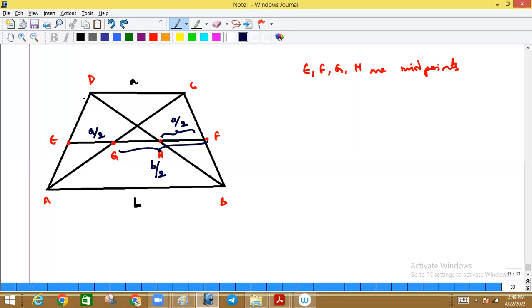Now you tell me what is EF? EF is A by 2 plus B by 2. Therefore, it is (A plus B) by 2. What is GH? GH is B by 2, from that you subtract A by 2. That is (B minus A) by 2. Right? So the line joining the midpoints of the non-parallel sides of a trapezium is equal to the sum of the parallel sides by 2. And the line segment joining the midpoints of the diagonals is equal to the difference of the parallel sides by 2. You understand the point there? Sum of parallel sides by 2 is EF. Difference of parallel sides by 2 is GH.